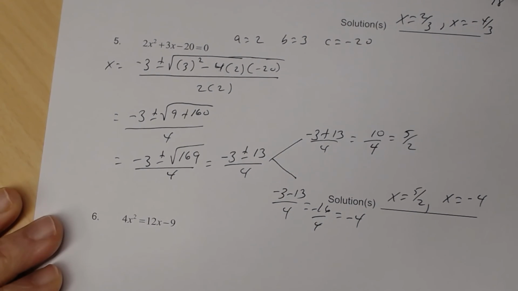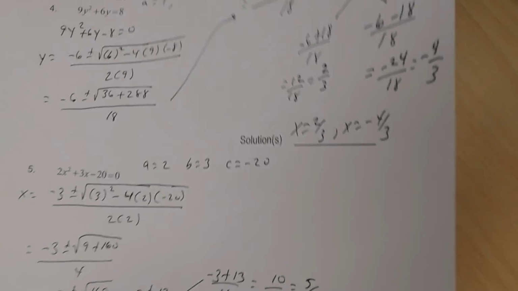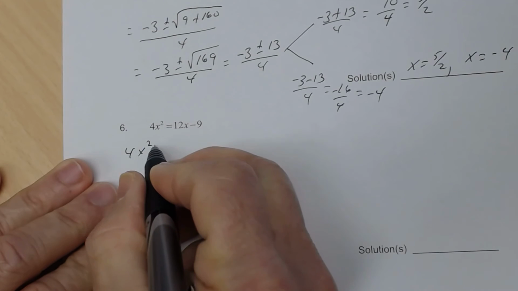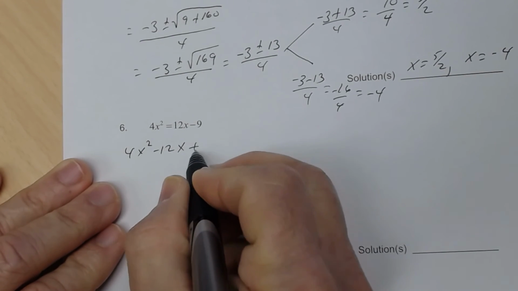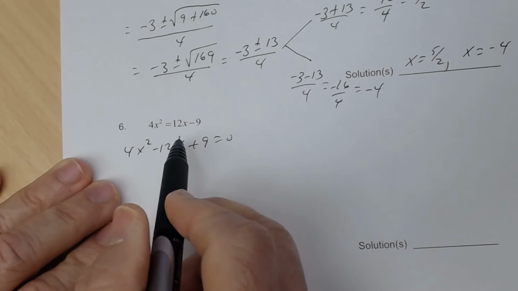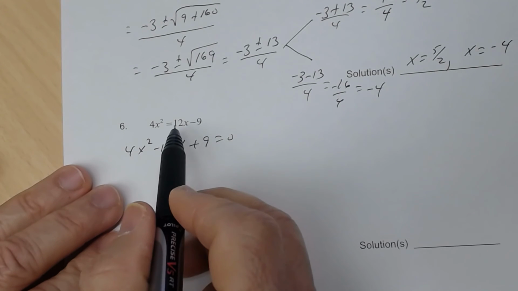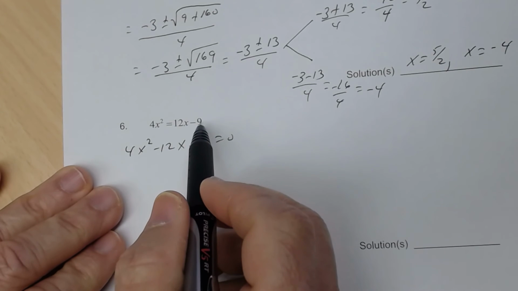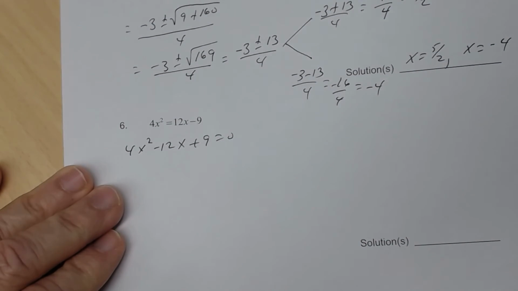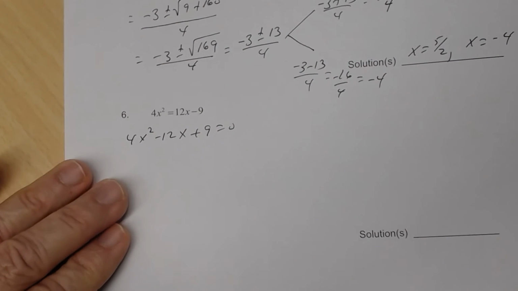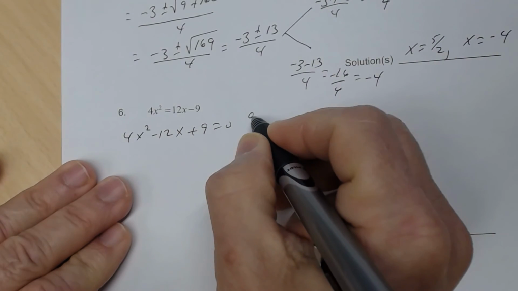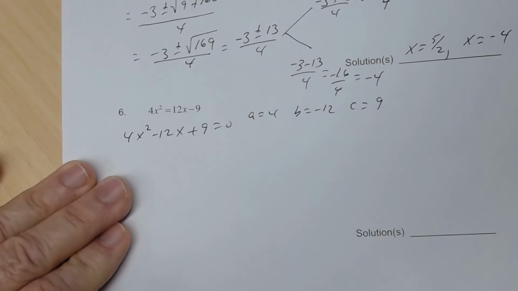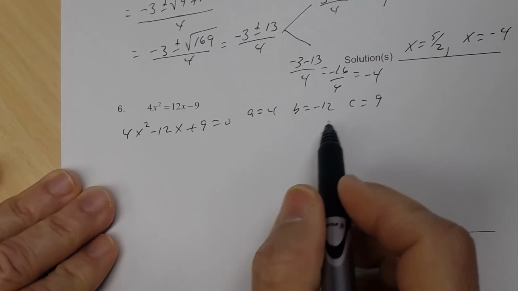All right, and the number 6, this is not in standard form, so we're going to rewrite this in standard form. So when I put this in standard form, we get 4x squared minus 12x plus 9 equals 0. So be careful when you put this in standard form. You're subtracting 12x from both sides, so that's how you get minus 12x, and then you're adding 9 to both sides, and so that's how you get plus 9. All right, now a in this case is 4, b is negative 12, and c is 9. Now we're going to substitute these values back into the formula.